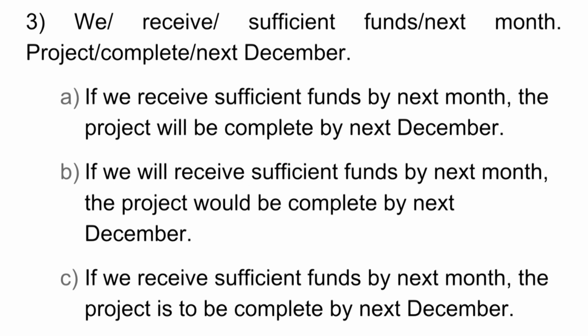Number 3, we receive sufficient funds next month, project complete next December. A. If we receive sufficient funds by next month, the project will be complete by next December. B. If we will receive sufficient funds by next month, the project would be complete by next December. C. If we receive sufficient funds by next month, the project is to be complete by next December.